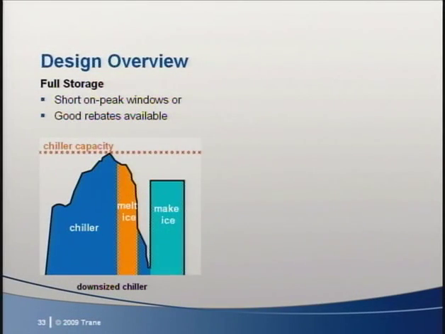When rebates were plentiful, full storage was more common. Full storage is when the chiller doesn't operate at all during the on-peak electricity window. But if the on-peak window is short enough, and we've seen some that are only 2 to 4 hours long, more hours are available for charging the required number of tanks. In these cases, it can be economical to do full storage, provided the discharge rate is fast enough.